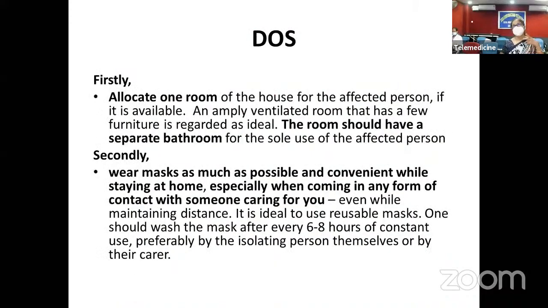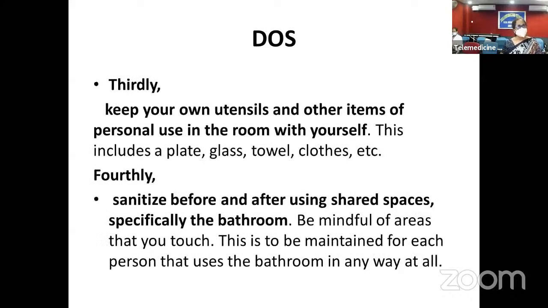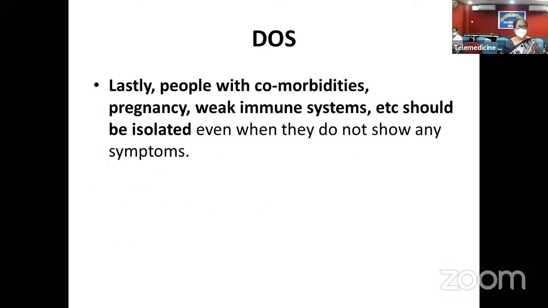Let us see what are the do's. Allocate one room. The room should have a separate bathroom. Secondly, wear a mask as much as possible, and conveniently while staying at home, especially when coming in any form of contact with someone caring for you. Thirdly, keep your own utensils and other items of personal use in the room with yourself. Fourthly, sanitize before and after using shared spaces, specifically the bathroom.